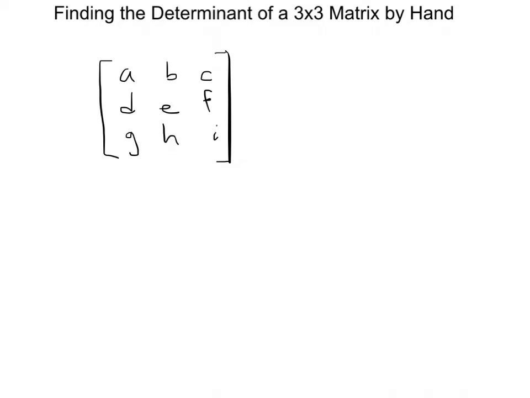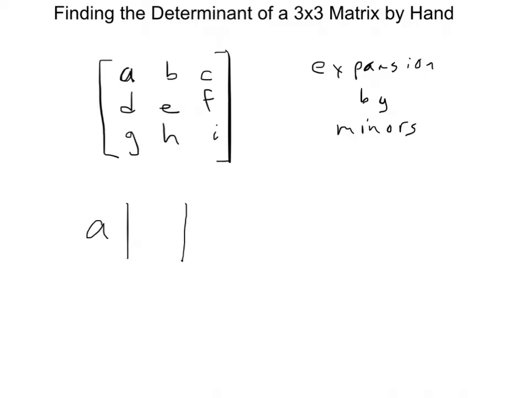The idea that we use here is something called expansion by minors. And you don't actually need to know the phrase expansion by minors, but I figure it's worth mentioning. The idea is you are going to break this down into smaller matrices. The determinant of this 3x3 matrix will be A, which is this first guy here, times the determinant of a smaller matrix. And the way it works is imagine that you threw away the column and the row that A were in. If you were to get rid of all of these, what little matrix would be left? The little matrix that's left would be E, F, H, I. So that's the first part of your determinant.